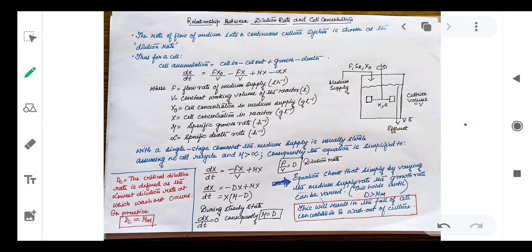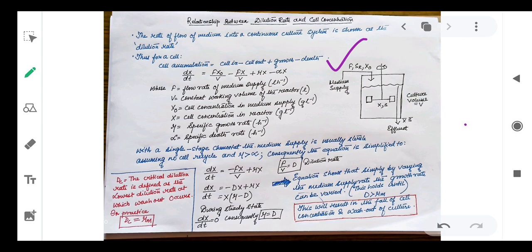So, what is the advantage of continuous culture? The advantage is that you will never have a deficit of medium. You will always have enough medium for the microorganisms. So the microorganism will move into the exponential phase and remain constant at the exponential phase. It will not move to the stationary phase. But there are many other parameters to be taken into account while we are talking of continuous culture.